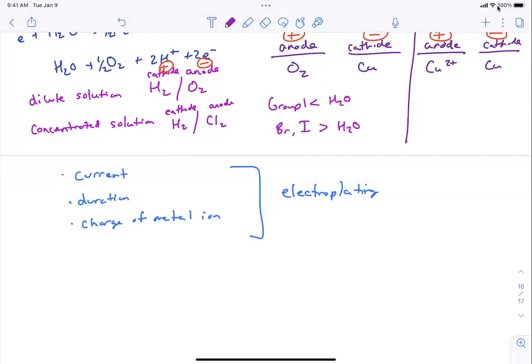You don't really call it anything. You just call it production of electricity. It's producing electricity. It's essentially a battery. You're producing electricity.